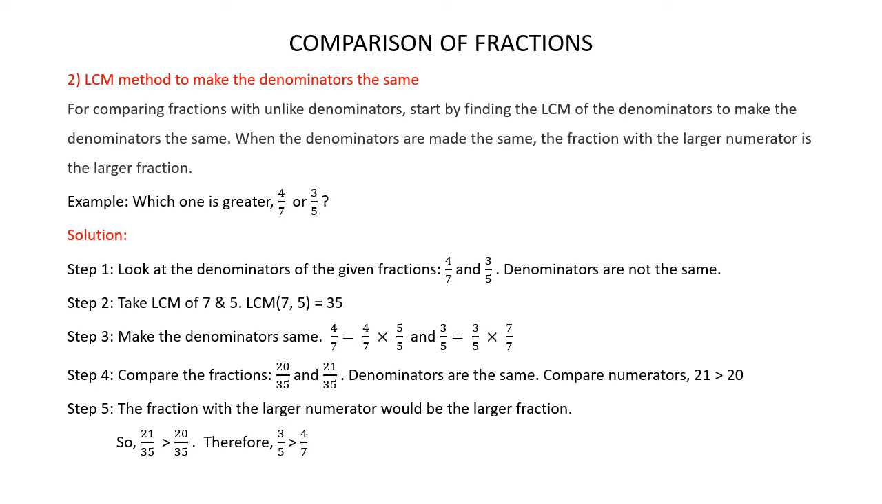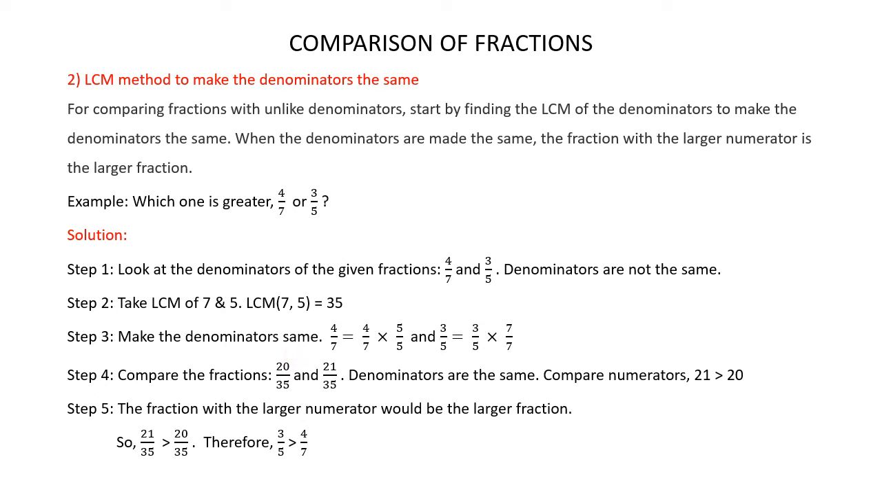Now, first look at the denominators of the given fractions, 4 by 7 and 3 by 5. The denominator of 4 by 7 is 7. The denominator of 3 by 5 is 5. So, obviously the denominators are not the same. So first take the LCM of the denominators 7 and 5. The LCM of 7 and 5 is 35. Now make the denominators the same in both the fractions. You have to make the denominator as 35 in both the fractions.